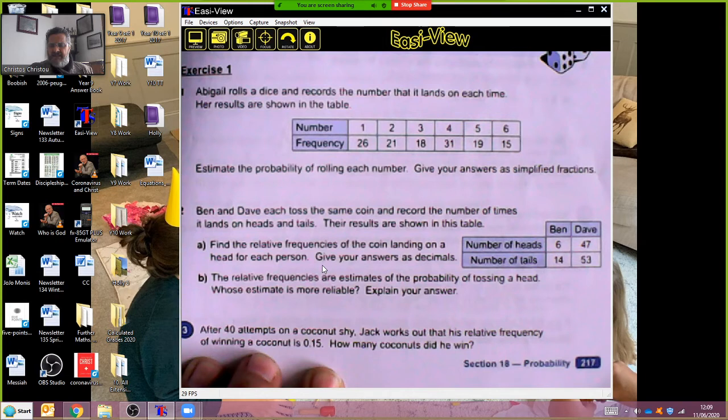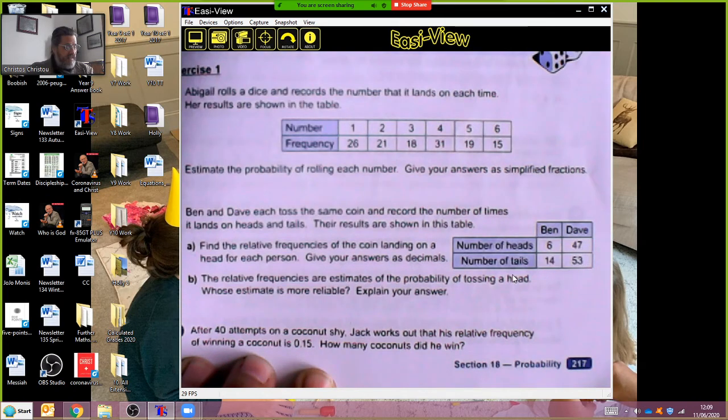Somebody want to unmic themselves and contribute? What's the probability of Ben throwing a head from his experiment? 6 over 20. Yeah, that's right. No. Don't go into year 5 work now. It's 6 over 20. Don't call it unlikely. It just wants a relative frequency. If you look up here, there's no words like unlikely, likely, impossible, certain. These are proper, honest probabilities. So here we go. It's 6 over 20. What about Dave?